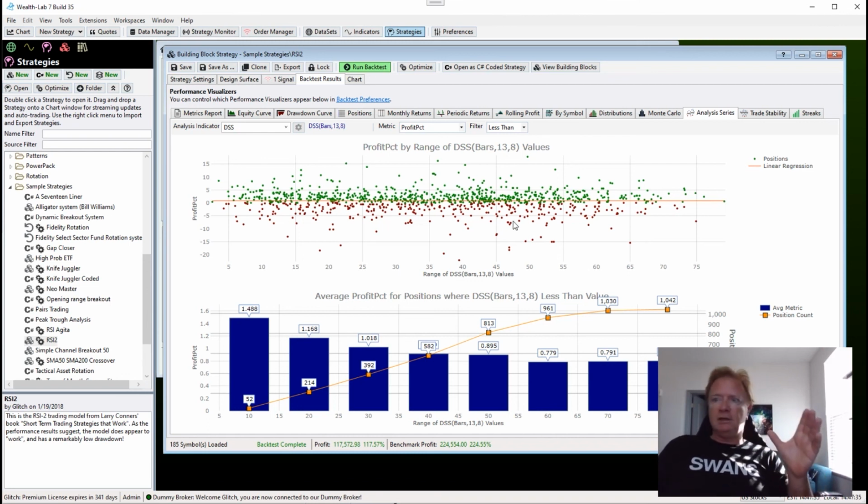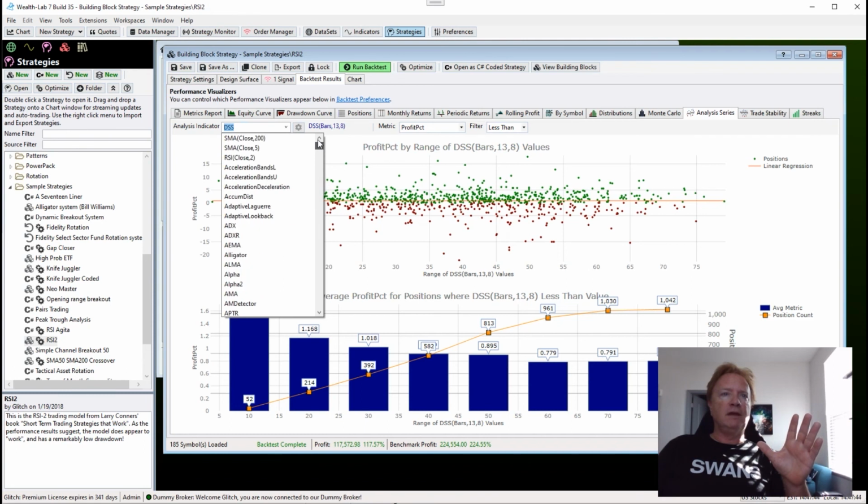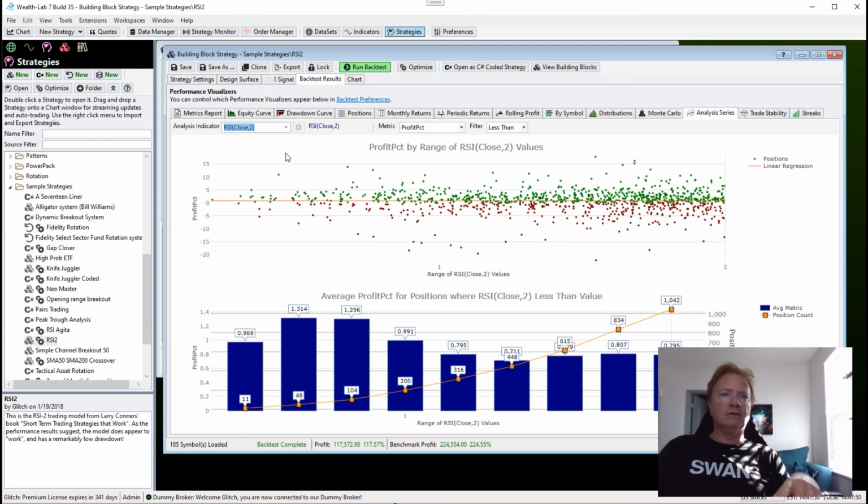Now, if your strategy had plotted an indicator or time series within the strategy code, those specific instances would then be available at the top of the list here. So you can see these three were plotted by the strategy itself. So they're available right there at the top. So that is the return of the analysis series.